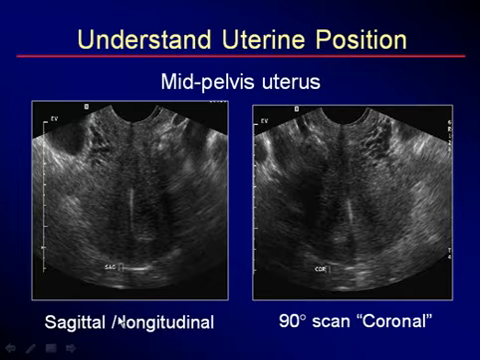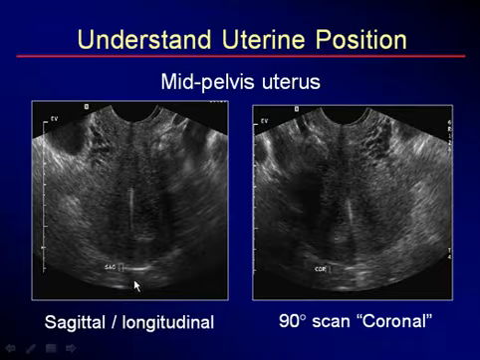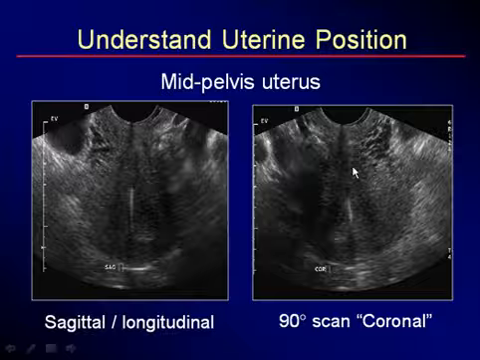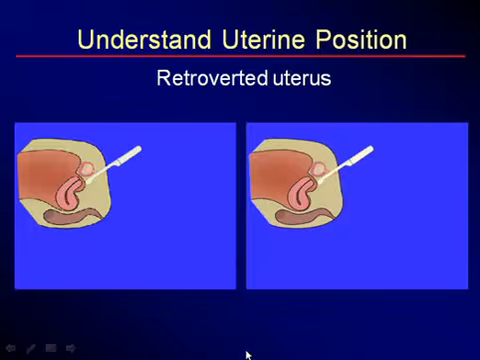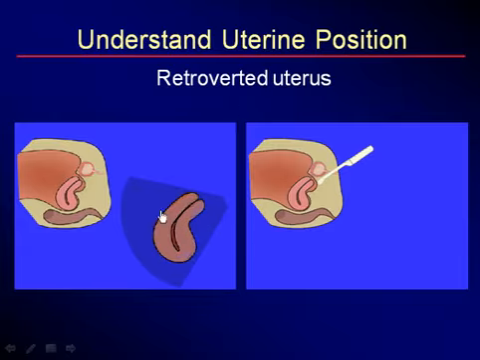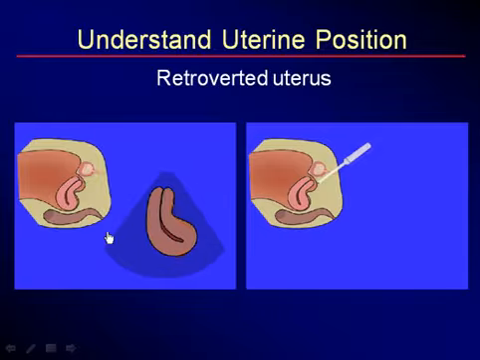So here's the example. This is the sagittal longitudinal beam. Notice a lot of dropout. Notice that there's an IUD, but we can hardly see its position. It's because this kind of uterus is parallel to the beam. When we turn 90 degrees, we don't do much better. We still don't see very well because it's still parallel, and we hardly see that IUD. That's the mid-pelvis uterus.